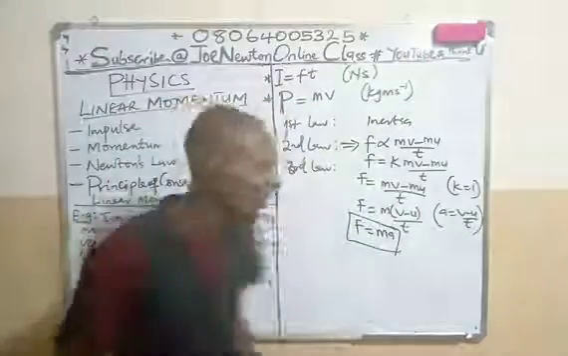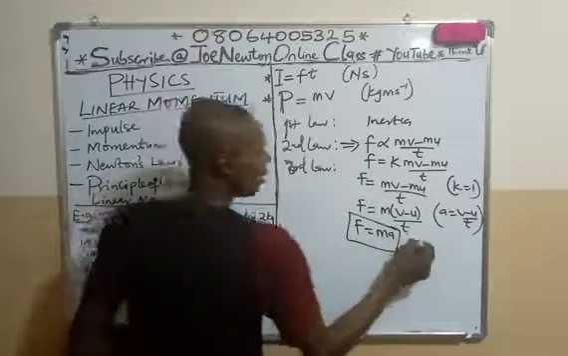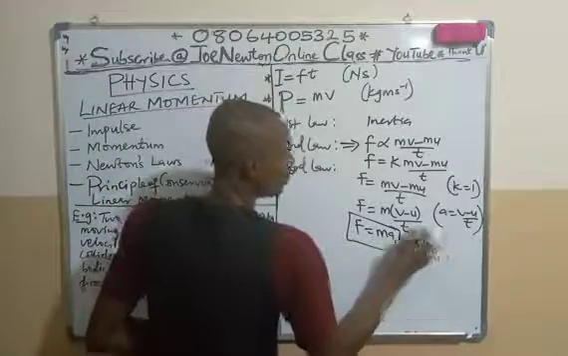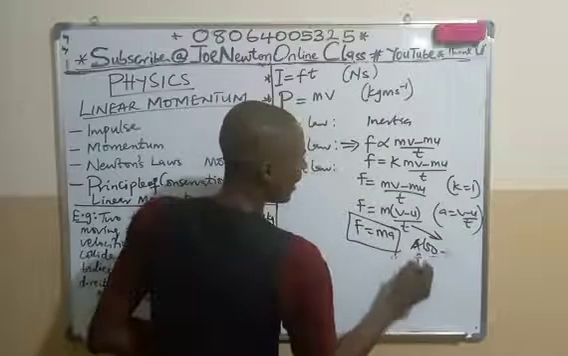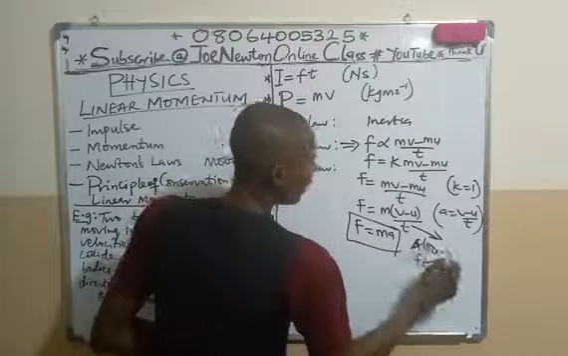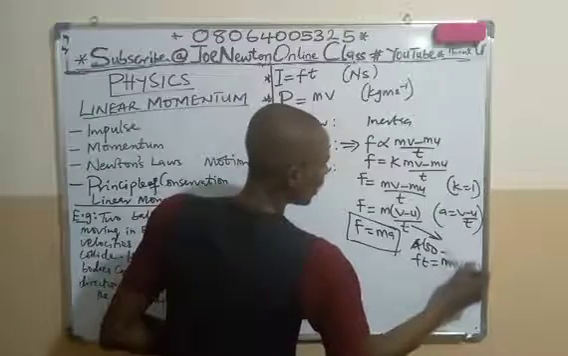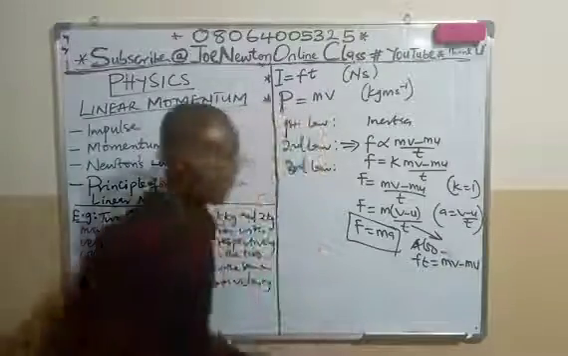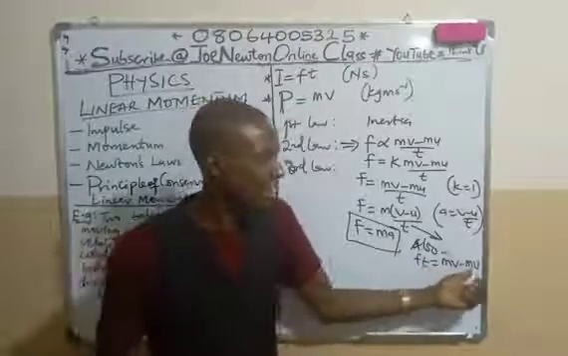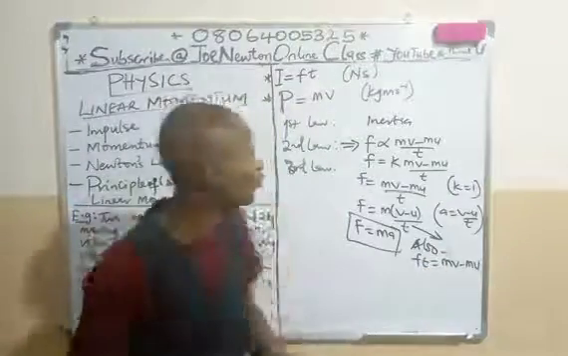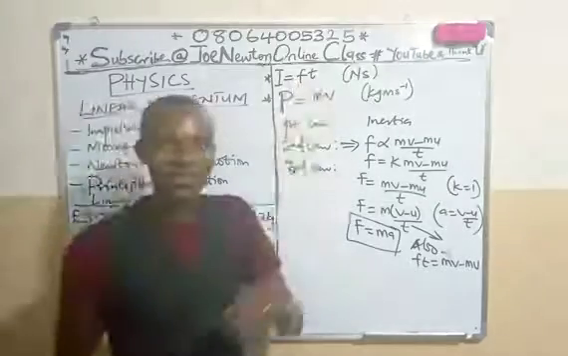Also from the second law, if you cross multiply here, I have that Ft is equal to mv minus mu. So still from the second law, we also obtain that Ft equals mv minus mu, which is the impulse on a body. The impulse on a body.